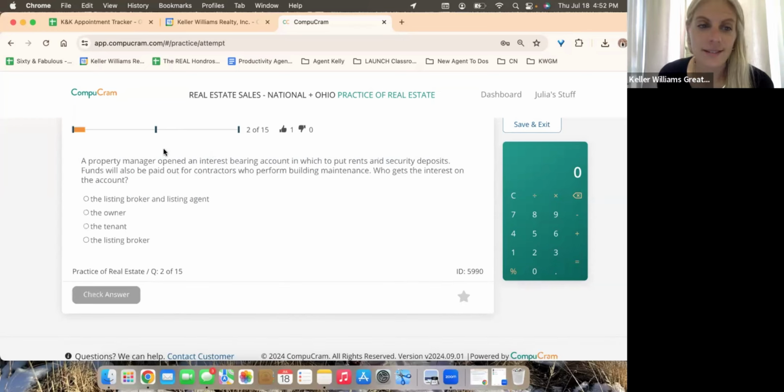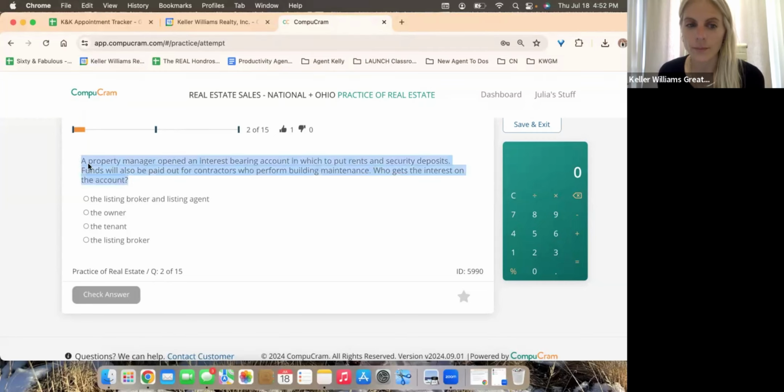Great website. Okay, so a property manager opened an interest-bearing account in which to put rents and security deposits. Funds will also be paid out for contractors who perform building maintenance. Who gets the interest on the account? Is that A, the listing broker and listing agent, B, the owner, C, the tenant, or D, the listing broker?